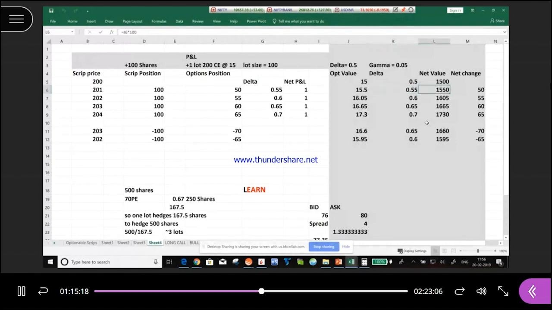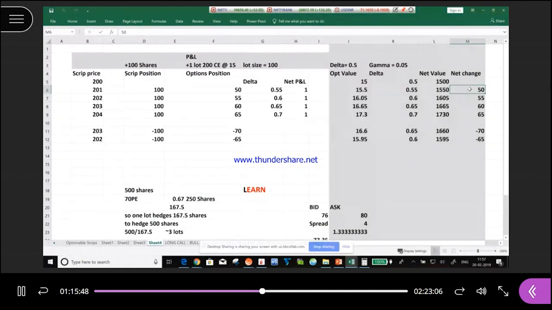So now my net value is how much? 1550, because the option value is 15.5 into 100. So originally I had put in 1500 rupees. Now the option value has become 1550. What is my net profit? 50 rupees. So the stock was giving you 100, but the option gave you 50 rupees. Correct? That is because of the soft deltas.